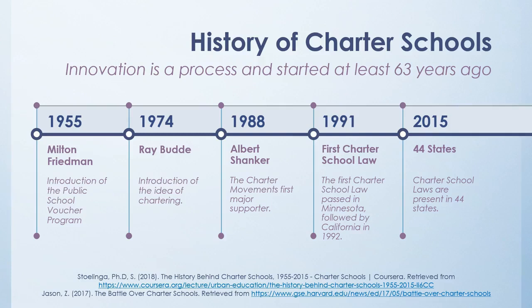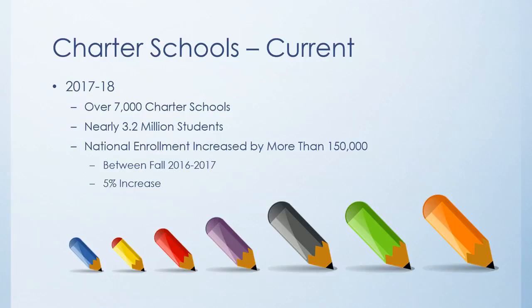Every truth passes through 3 stages. First, it is ridiculed. Second, it is violently opposed. And third, it is accepted as being self-evident. Arthur Schopenhauer. By the end of 2018, over 7,000 charter schools are in operation. Nearly 3.2 million students are in attendance. National enrollment increased by more than 150,000 between the fall of 2016 and 2017. That's a 5% increase. This growth demonstrates continued parent demand for charter schools and innovative, high-quality public school options. However, parent demand for charter schools continues to exceed supply.